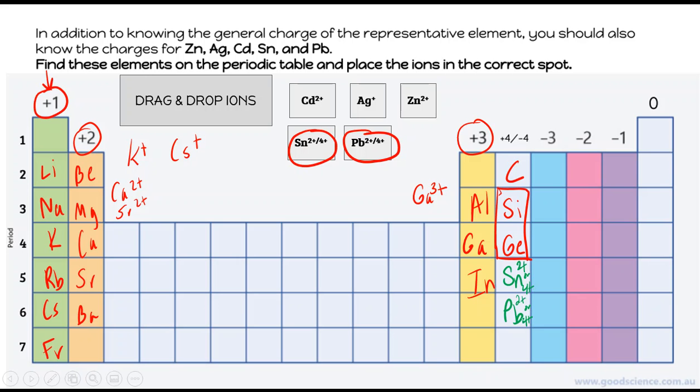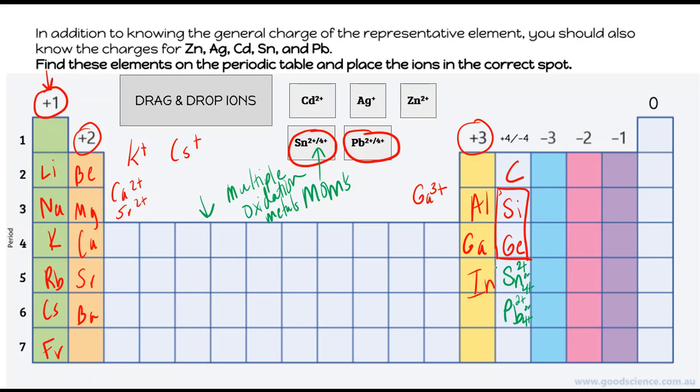That means they can sometimes lose 2 electrons or sometimes lose 4 electrons, depending upon how they're reacting. So we call ones that have more than one charge multiple oxidation metals, or MOMs, multiple oxidation metals. Most of the multiple oxidation metals are going to be here in the transition metals section. Tin and lead, though, are a little bit outside that section.